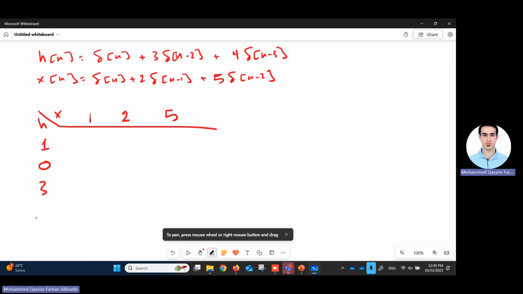And 3 and 4. So make sure when you are missing a delay, the coefficient of that missed delay is 0. A lot of students forget this 0 and they will produce a wrong answer. So this signal, the length is 4, and this one the length is 3. The length of the output should be 6. 4 plus 3 minus 1.